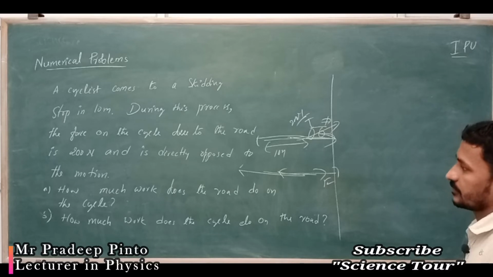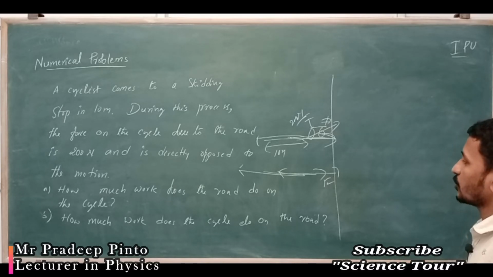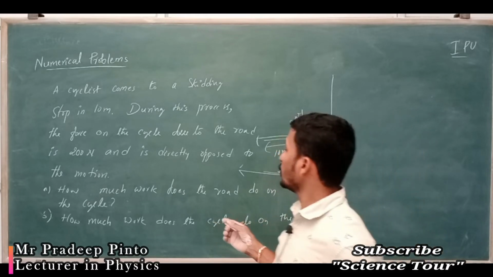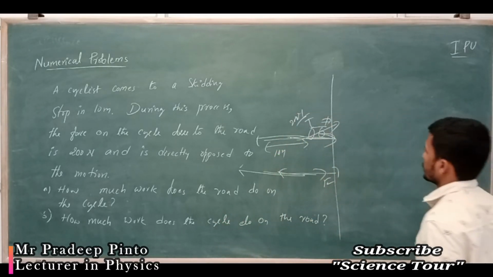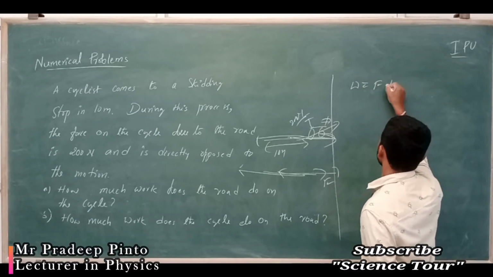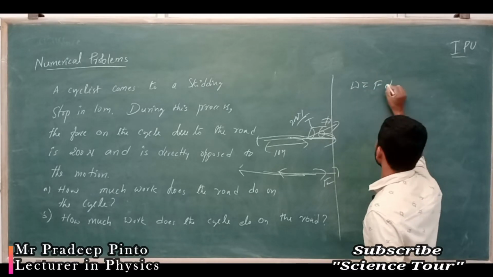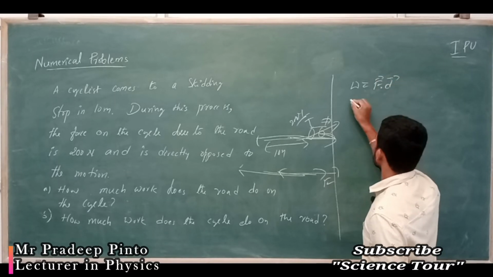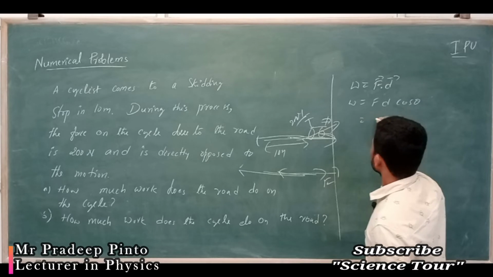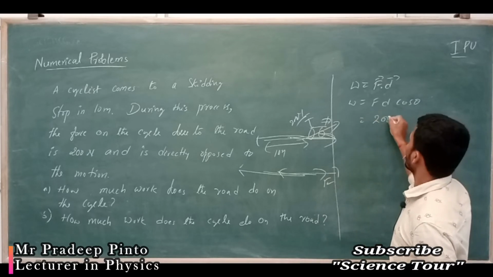the motion. How much work does the road do on the cycle? That is nothing but work done, which is equal to F dot D, isn't it? So work done is equal to F D cos theta. So F is how much? That is 200 Newton.